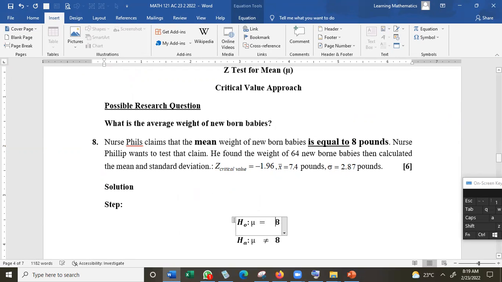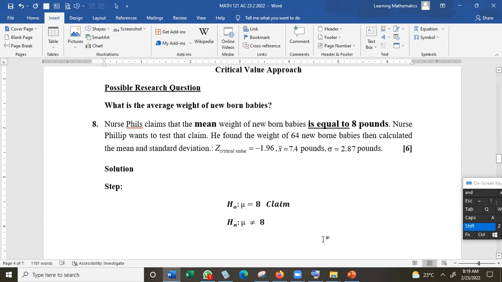Although this is optional, we can state that the H0 was the claim. That's what Nursefields was claiming. It's optional, you don't have to write it. That is what was claimed, so that is what we're trying to test to see if it is true or not. So that's step number one.